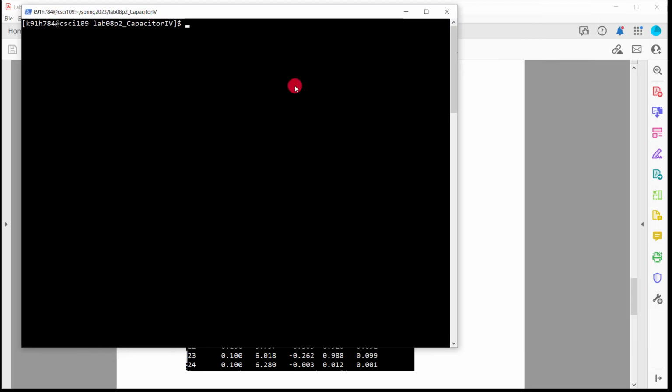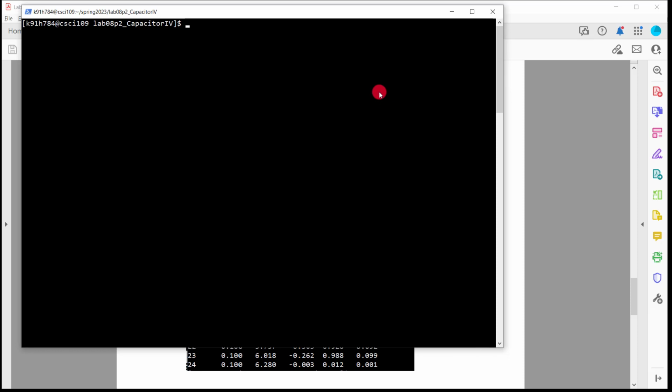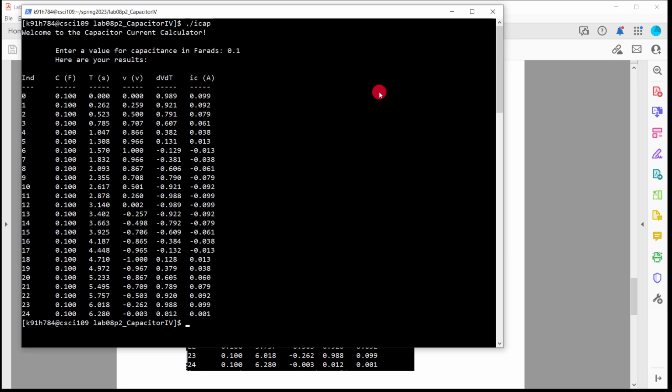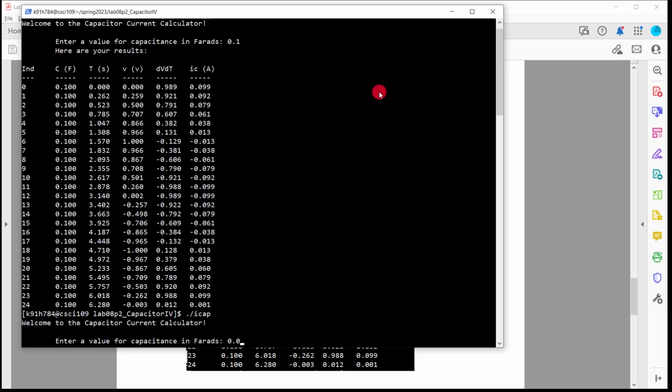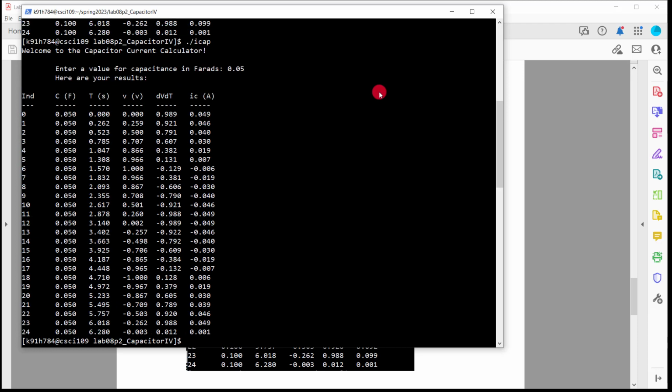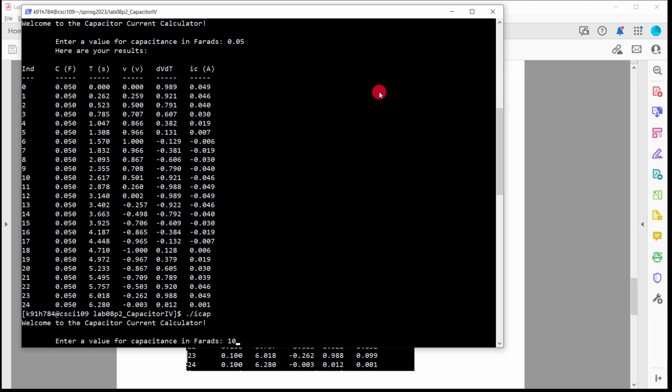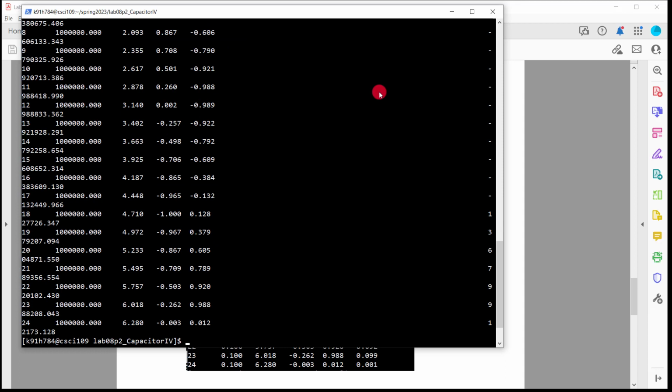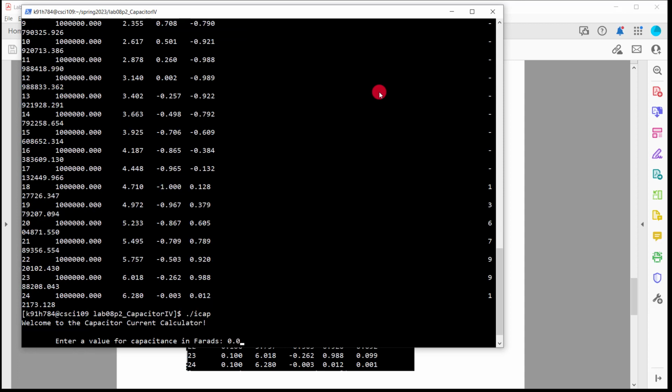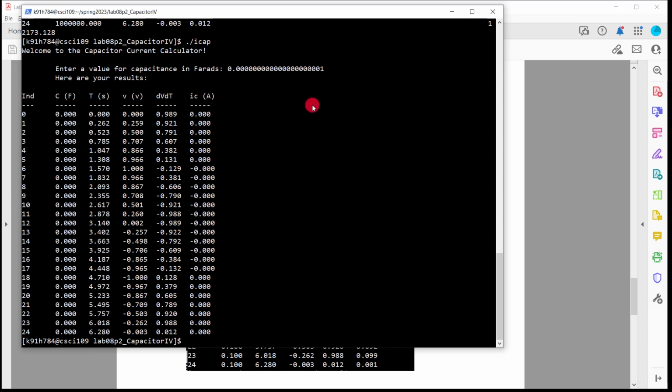Okay, so here, let me show you what mine looks like just so you can see what the end result is going to be, even though it is exactly what I just showed you. So I'm going to run ICAP, enter your value. I'm going to enter 0.1, print the results. Okay, how about 0.05? Print the results. How about 1 billion million? Pretty big numbers, doesn't really wrap well. And if you go too small, like 0, all the numbers tend to be 0.